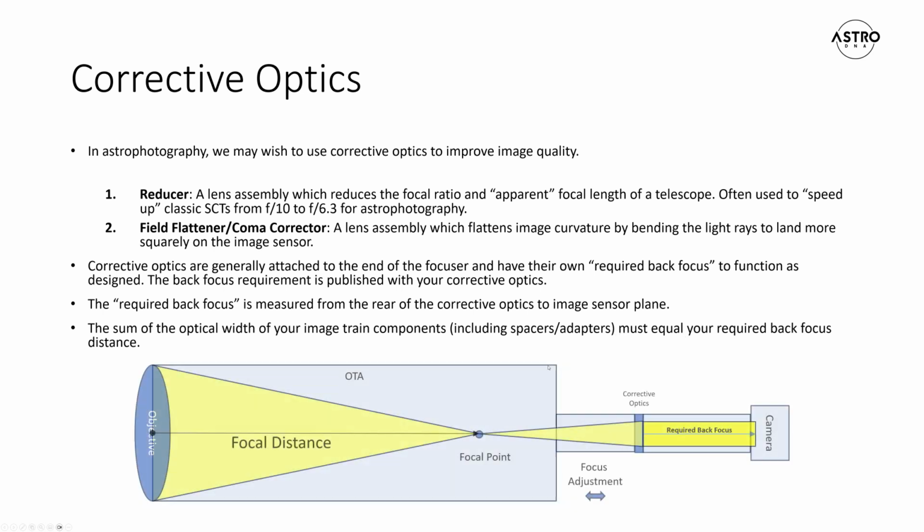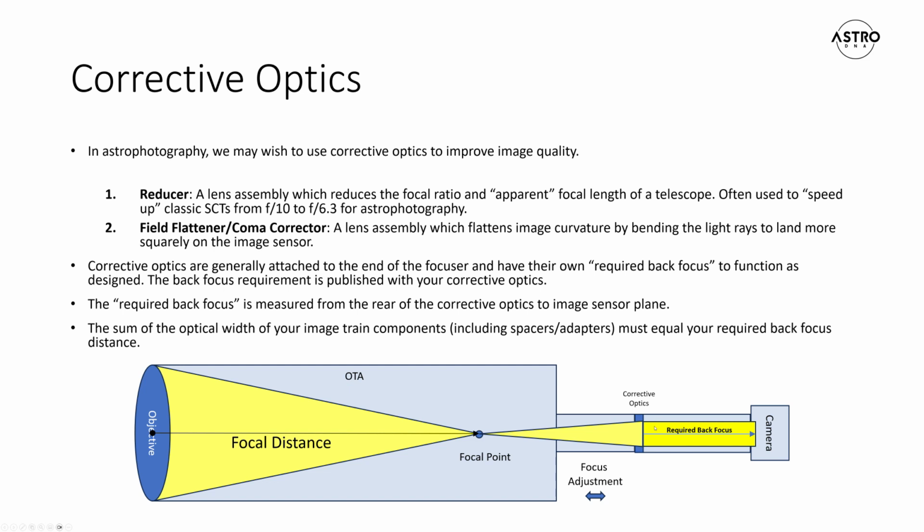If we go back to our diagram, we see nothing has changed relative to the objective lens, its focal point, and its projection back through the focus adjuster. The only thing that we have changed now is we've attached some corrective optics. It doesn't matter, reducer, field flattener, coma corrector. We've introduced optics. From the rear of that optical cell to the sensor, camera sensor or eyepiece, you have to achieve this required back focus.